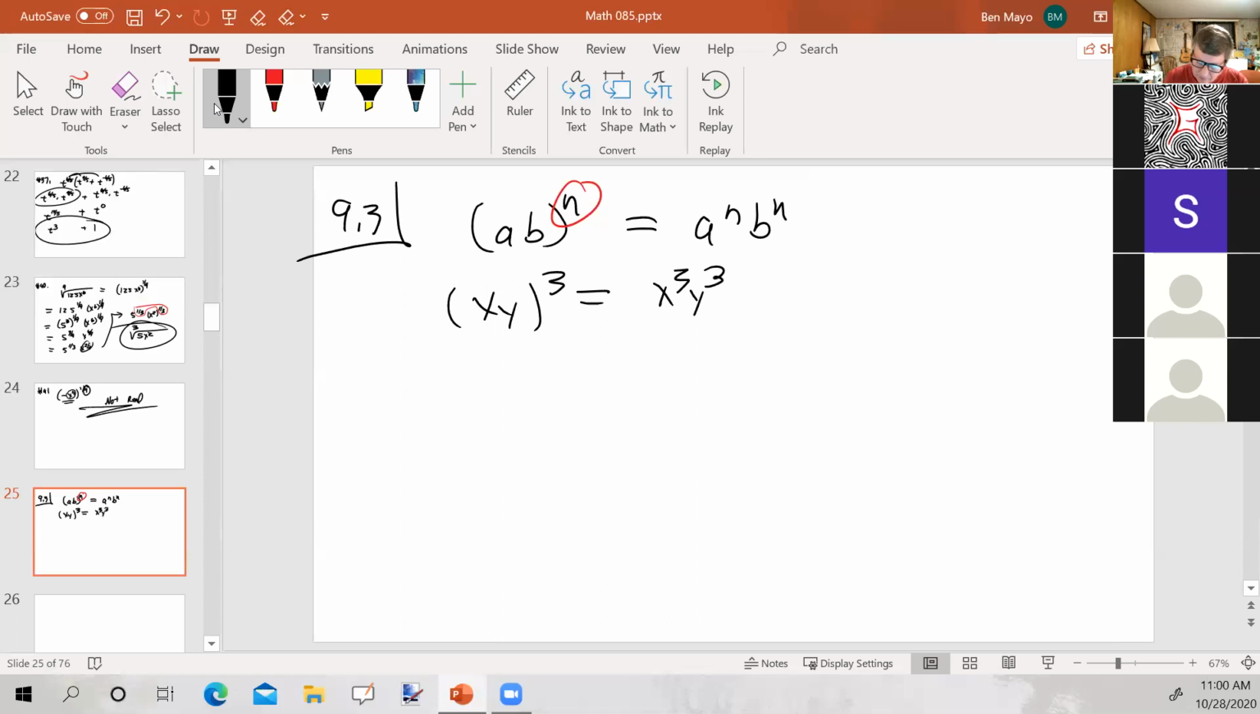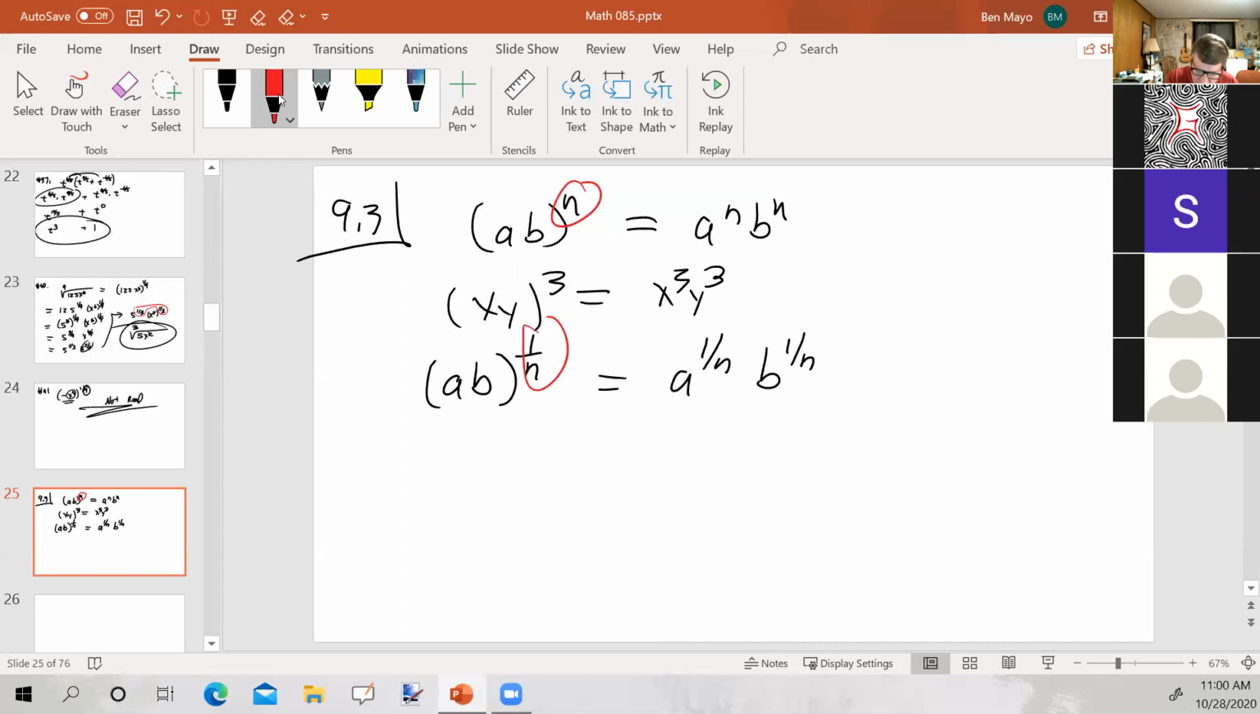All right, now, if this rule is true, which it is, what if we had this? AB to the 1/n power. That would be A to the 1/n times B to the 1/n, using the same idea. A product raised to a power, you attach that outside power to each of the factors inside. Any questions so far?